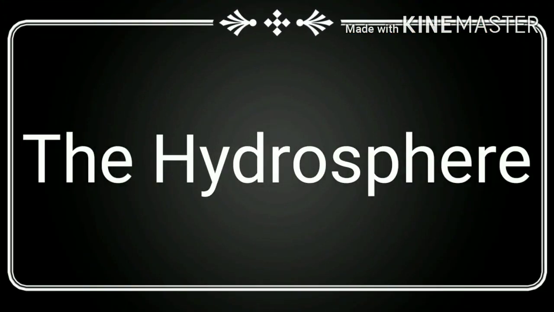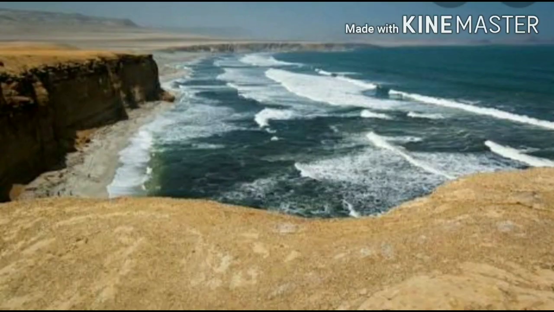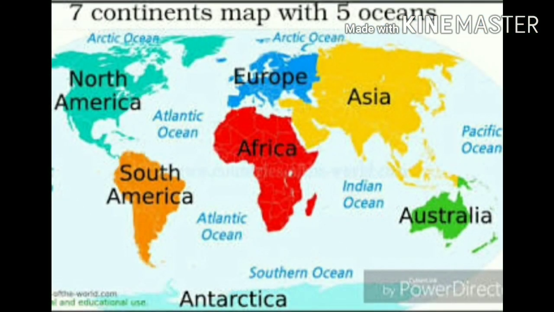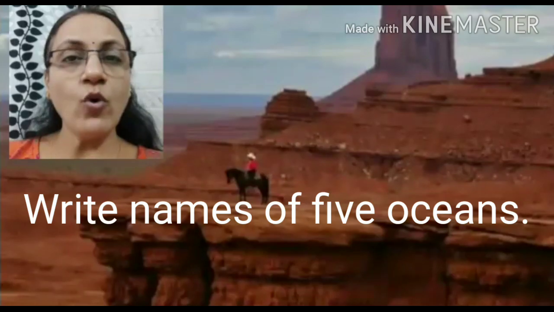Now, let's learn about the hydrosphere of the earth. Two-thirds of the earth's surface is covered with water. Most of this water is in the ocean. Ocean water is salty. There are 5 oceans. They are the Atlantic, Pacific, Arctic, the Southern Ocean, and the Indian Ocean. My second question is: write names of 5 oceans.